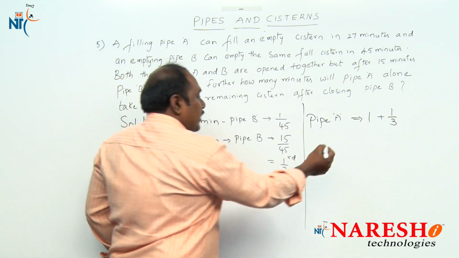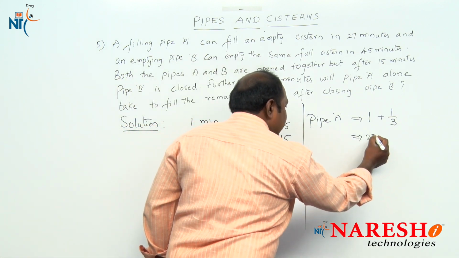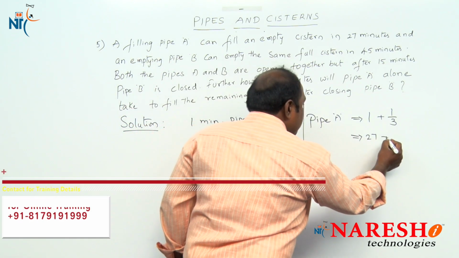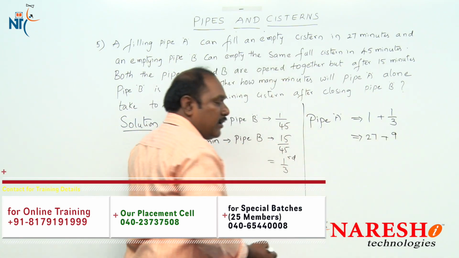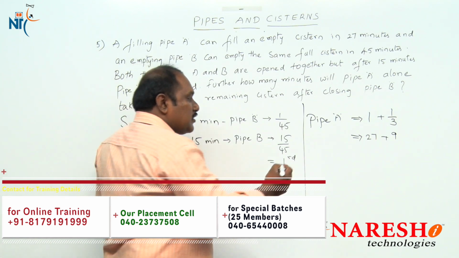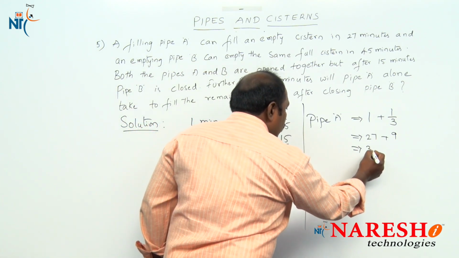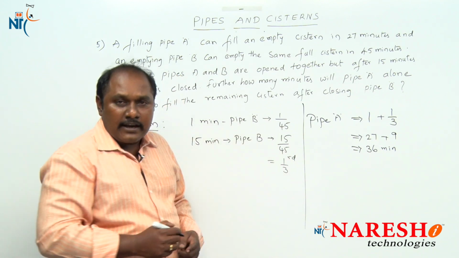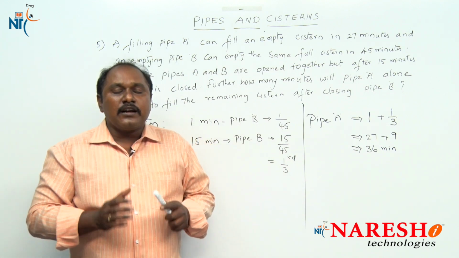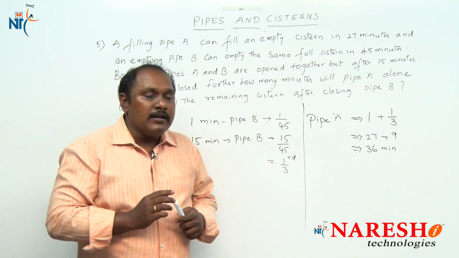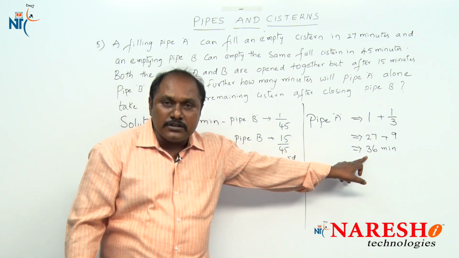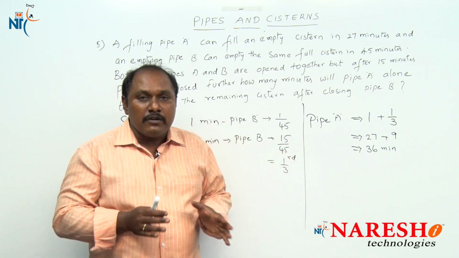Now to fill one tank or one cistern, it takes 27 minutes. Then to fill 1/3 of the cistern, it will take 9 minutes. So pipe A should be opened for a total of 36 minutes to fill the tank, or we can say the complete tank is filled in 36 minutes. But this is not the answer for our question. Now what is the answer for our question?